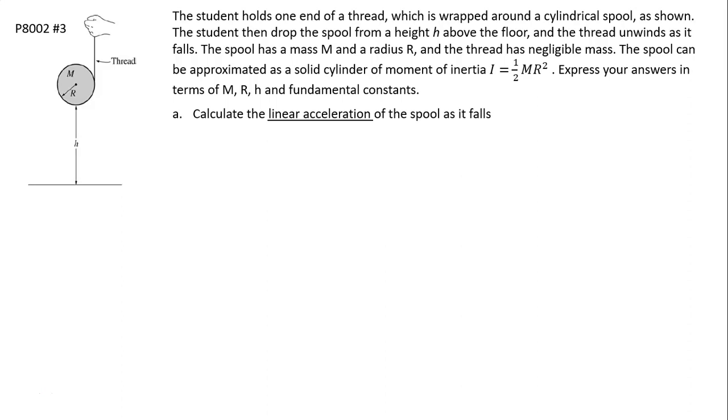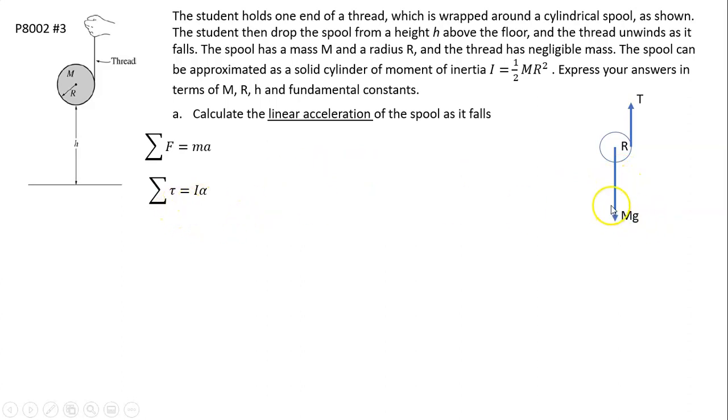Part 1. Calculate the linear acceleration of the spool as it falls. Since we have to find the linear acceleration, we have to use Newton's second law. So the first step is to do a free body diagram. Here are the forces acting on the spool. When the spool is falling, you'll have tension going up and gravity going down. Newton's second law says the sum of the forces equals ma, and the sum of the torques equals I alpha. The sum of the forces is just mg minus T. I use mg minus T because the spool is accelerating downward. That's why I use downward as positive.